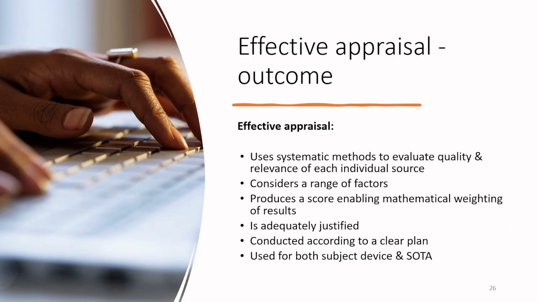So, effective appraisal outcome. Effective appraisal uses systematic methods to evaluate quality and relevance of each individual source. It should consider a range of factors, produces a score, enabling mathematical weighting of results. Importantly, it should be adequately justified and conducted according to a clear plan set out in advance. And it's used in relation to literature for both the subject device and state of the art.